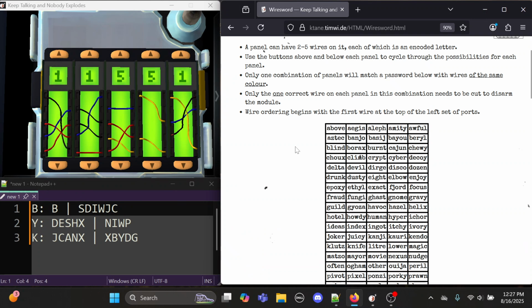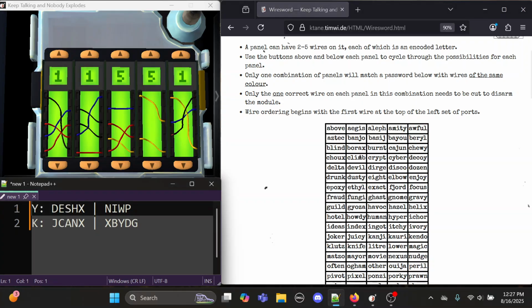Let's take a look at Bravo words. It's not banjo. It's not basiege, however you pronounce it, I don't really know. It's not bayou. Barrel is not an option. Blind is not an option. Borax is not an option. Burnt is not an option. And it's not Bravo. So it's not blue.